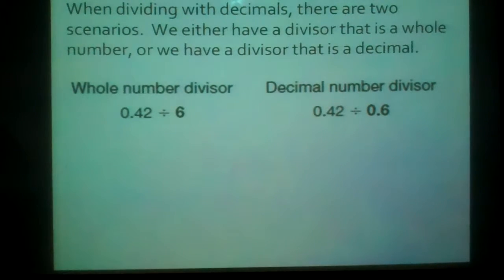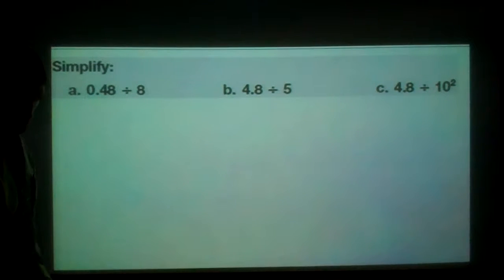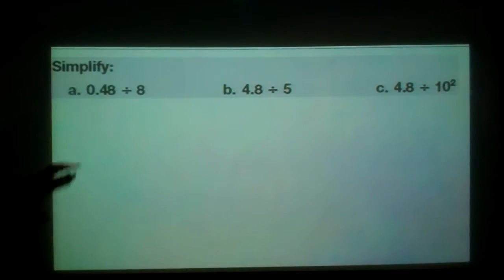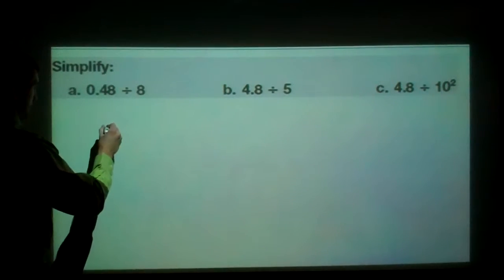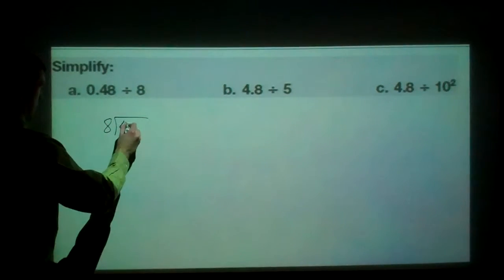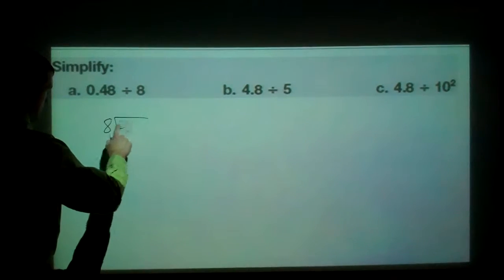Okay, so those are some multiplying examples. Now we look at dividing. It says here, when dividing with decimals, there are two scenarios. We either have a divisor that is a whole number, or we have a divisor that is a decimal. So here's a whole number divisor, here's a decimal divisor. We're going to talk about both ways to do that. So first of all here, 0.48 divided by 8. So this goes on the outside. This stays on the inside.